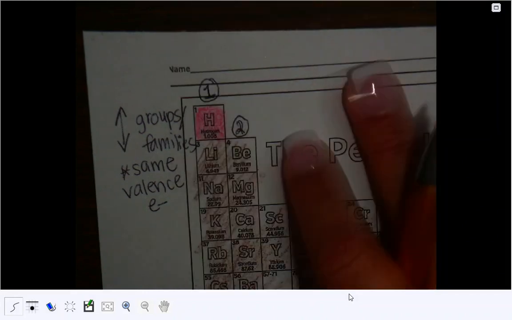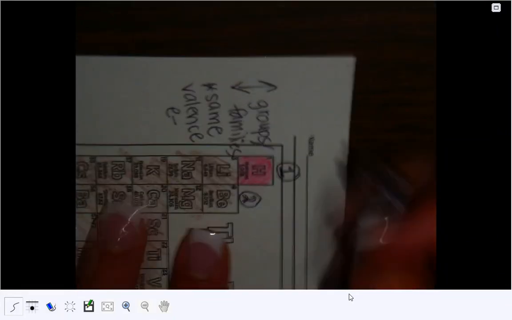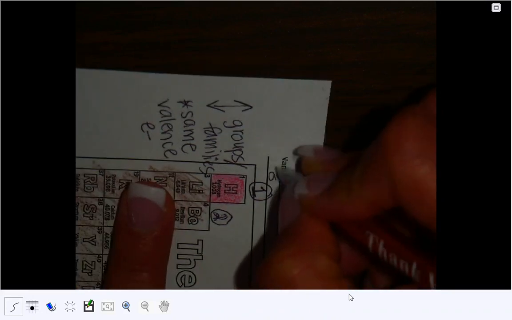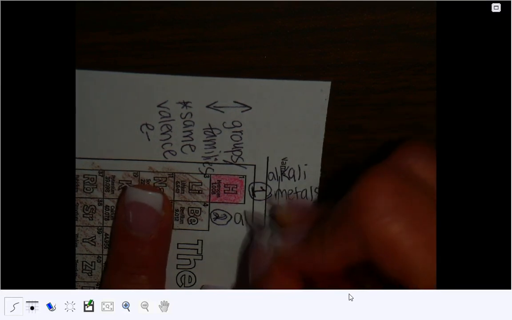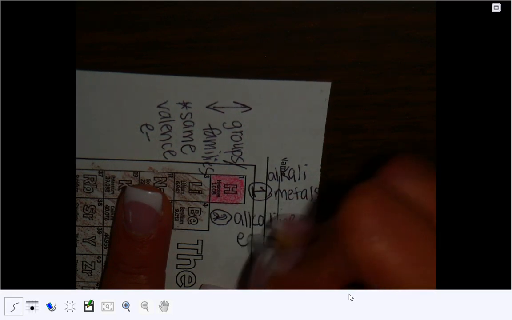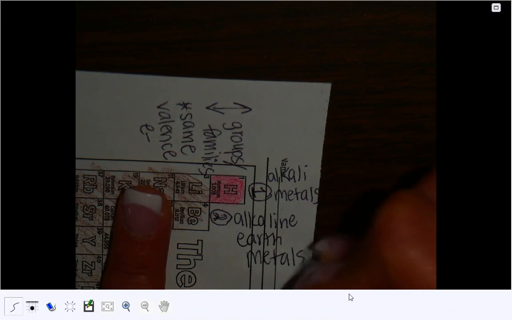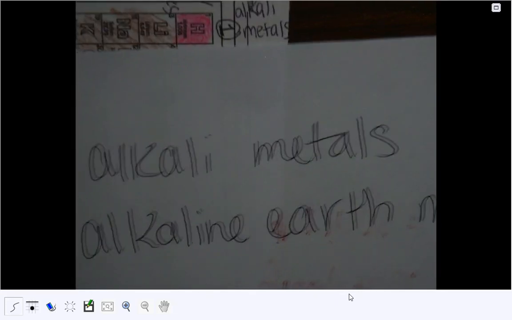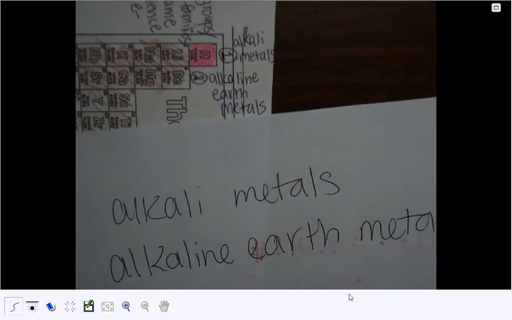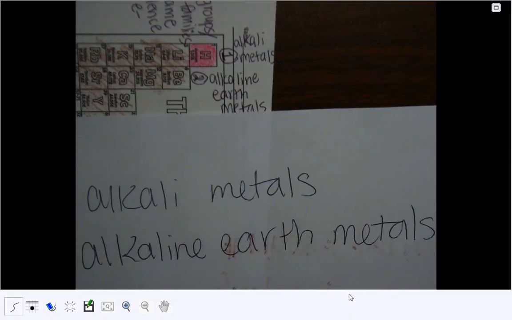All right, so take a second to now turn your paper sideways, because we're going to name these. Okay, group 1 is known as your alkali metals. And group 2 is known as your alkaline earth metals. Okay, now I know you can't see it very well because of the lines and stuff, so I will go ahead and write it. So in case you can't see those, group 1 is called your alkali metals, and then your group 2 is alkaline earth metals. Okay, so if you needed help with the spelling, there you go.